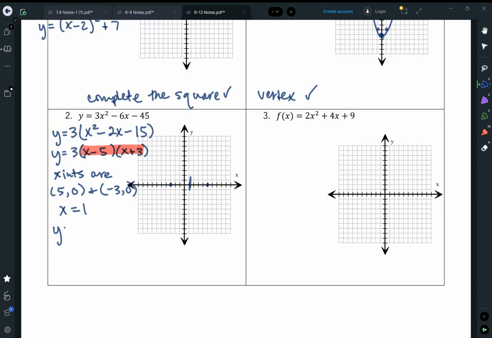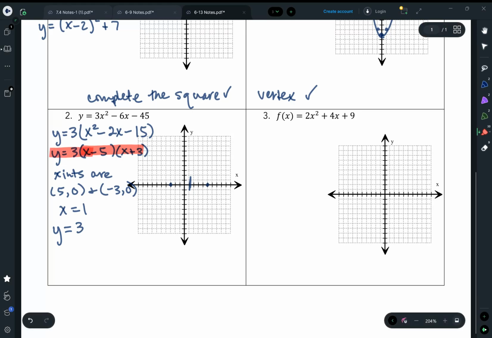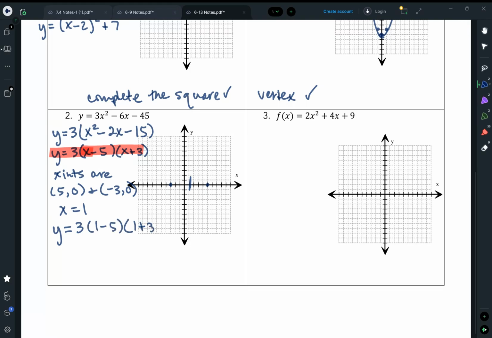To find my y, I need to go back and substitute x. So I'm going to use my factored form. So 3 times, I'm going to use this one that I have highlighted right here. I think it's the easiest form to work with. So 3 times (1 minus 5) times (1 plus 3). So I'm substituting in a value for x and I'm solving for y. So this gives us 3 times negative 4 times positive 4. That's going to be a really big number. So 3 times negative 4 is negative 12, times 4 is a negative 48.